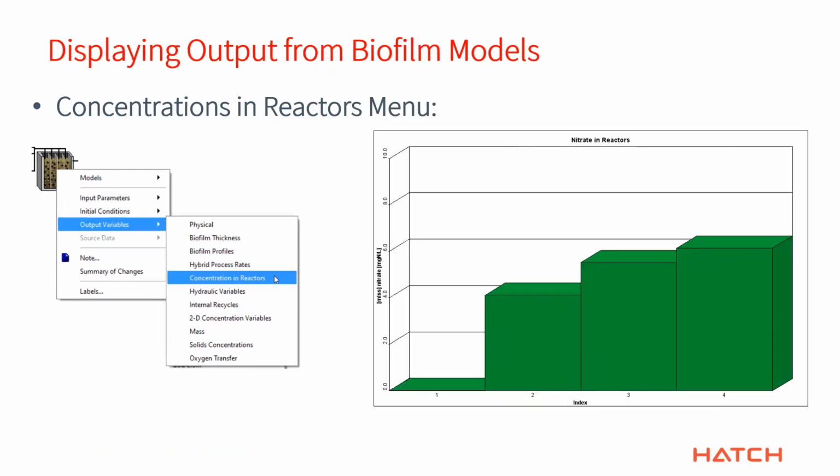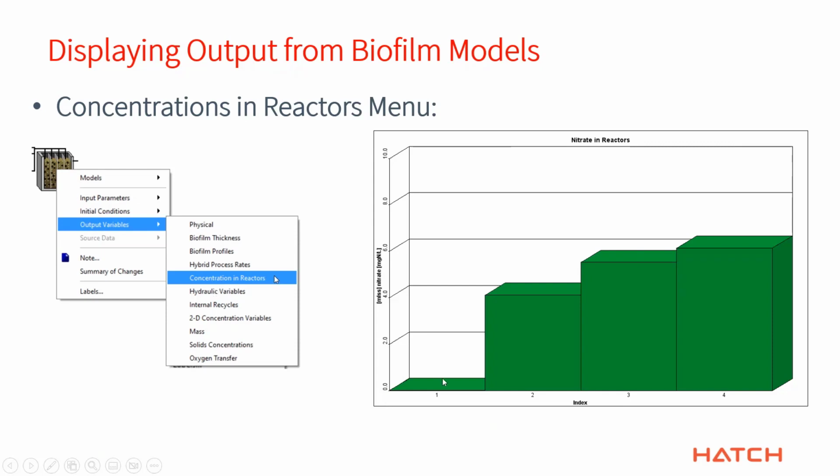All right, so displaying the concentrations now in the reactor. So this is now not anything in the biofilm. This is only looking at the bulk liquid as it passes through the length. So before we were looking into the biofilm, now we were looking along the length of the bulk liquid. This is called concentrations in reactors.